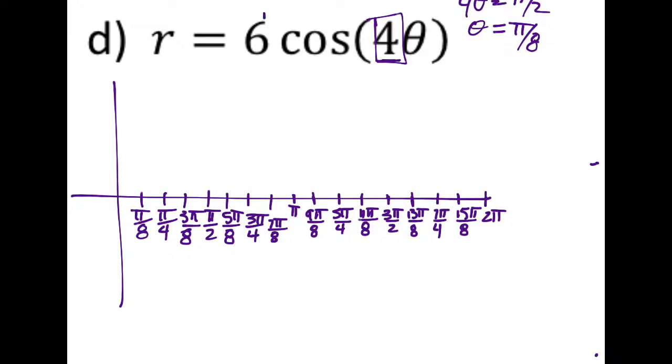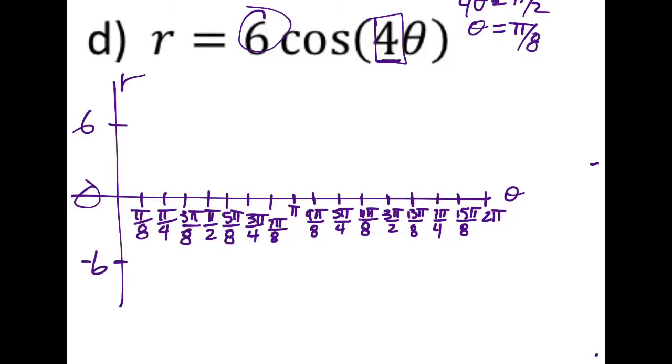What does the 6 do? As always, the 6 is our amplitude. So 6 and -6, and then 0 in the middle. And again, we're talking about r for the vertical and theta for the horizontal.